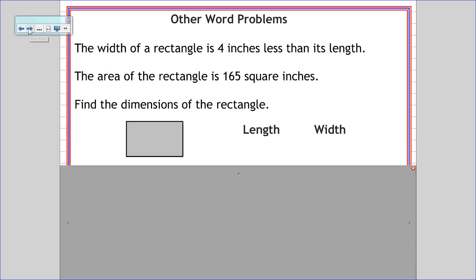All right, so here's one for you to try on your own. I want you to pause the video, work through this, and see if you get the same answers I do. I will say that this particular one, because I had the number 165, I used the quadratic formula. All right, so give this one a try. All right, ready or not, here comes the answer.